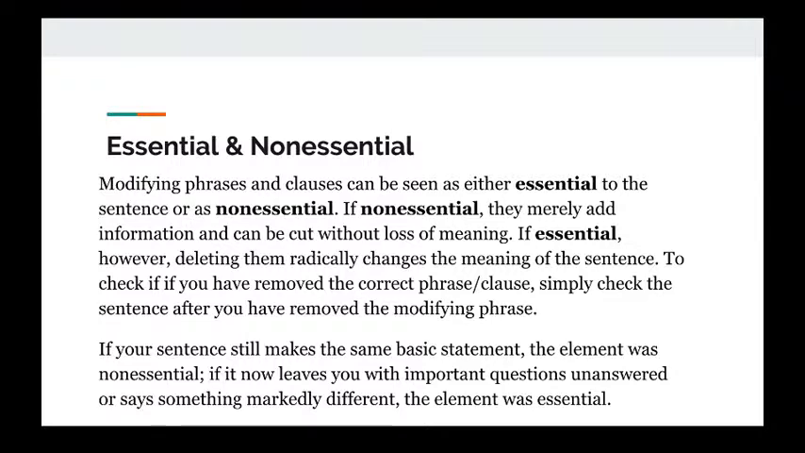If your sentence still makes the same basic statement, the element was not essential. If it now leaves you with important questions unanswered or says something markedly different, the element was essential, and you add it back into your sentence.